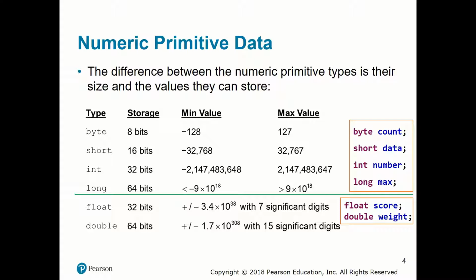Let's compare the 6 numeric data types. You can declare variables like this. If you want to declare byte type, then byte and variable name. Short, variable name. Int, variable name. Long, variable name. Likewise, if you want to declare floating point numbers, then float variable or double variable. The difference between the numeric primitive types is their size and the values they can store.